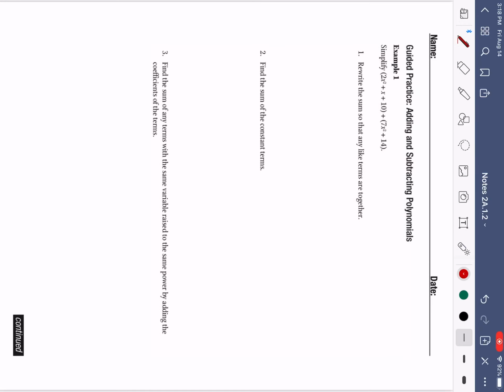So it says adding and subtracting polynomials. Example 1 says simplify 2x squared plus x plus 10 plus 7x squared plus 14. So this first step, it tells you rewrite the sum so any like terms are together. I wouldn't normally actually have you guys do this step, but they want you to, like how we moved them into the boxes, write them together. So this one is an x squared and this was an x squared. So they want you to write them together.